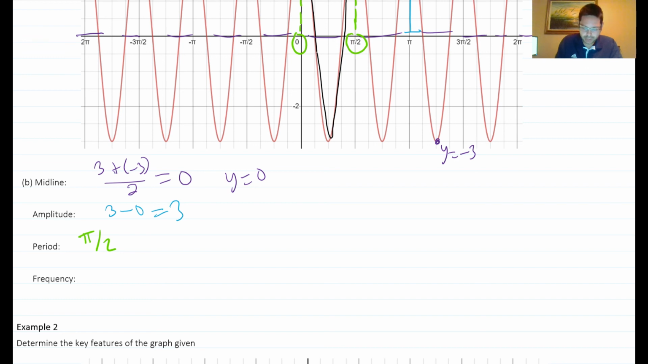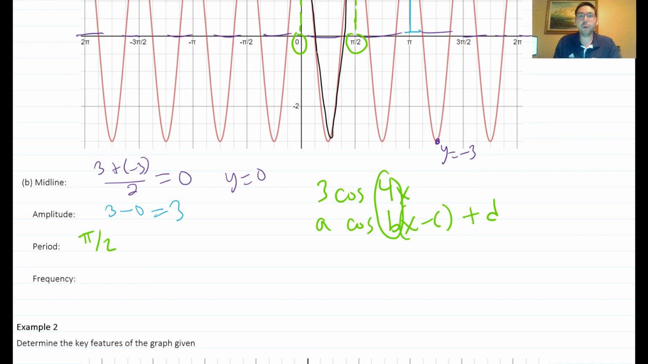Another way of doing that is we know that our function is cosine. What was it? It was 3 cosine of 4x, right? So another way of doing it is we can use the formula. So remember, a cosine bx minus c plus d. Well, we can see that b is 4, and a is 3. So the amplitude is 3, and b is 4.